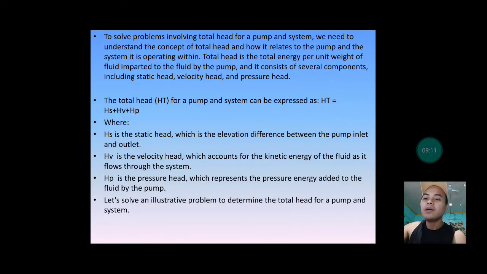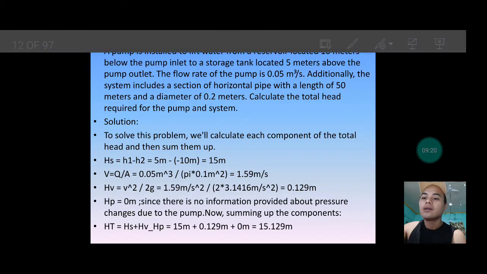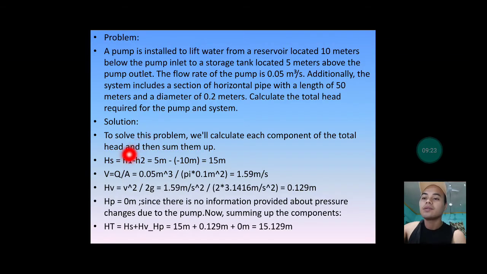To solve the problem, we will calculate each component of the total head and then sum them up. So HS is equal to H1 minus H2, which is 5 meters above, minus negative 10 meters, which is below the pump. So it is negative because it is below the pump. So 5 meters minus negative 10 meters is equal to 15 meters.